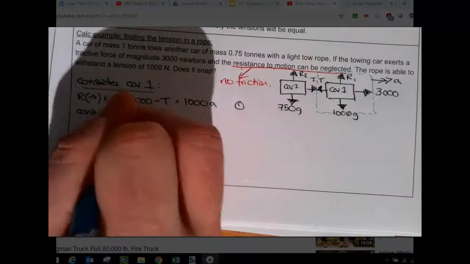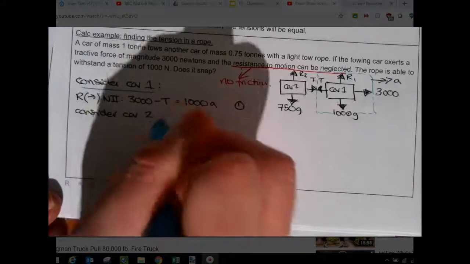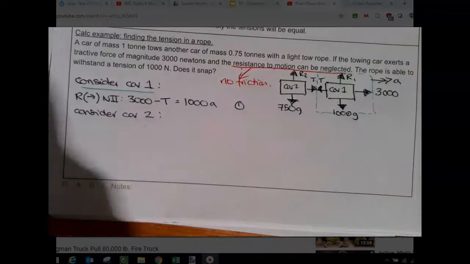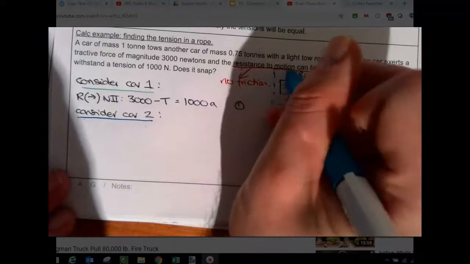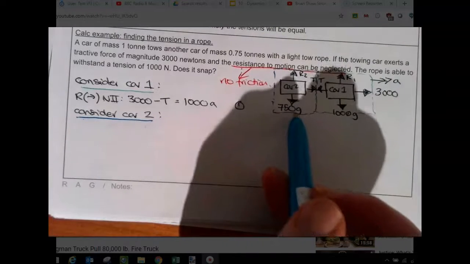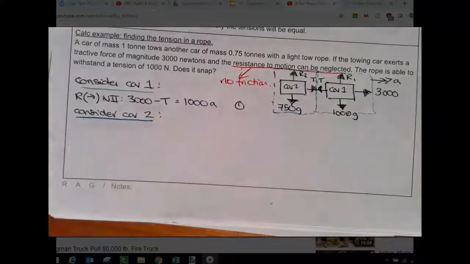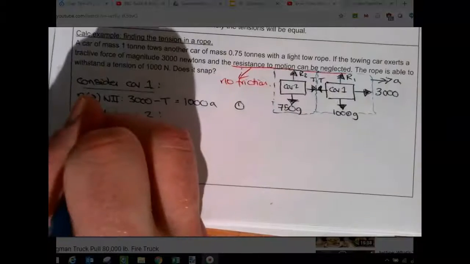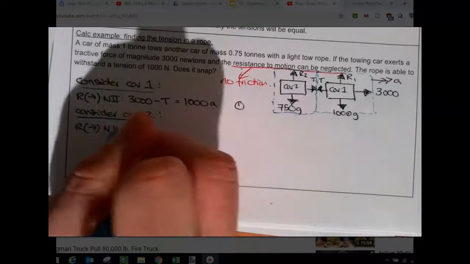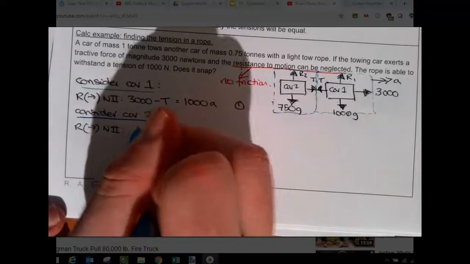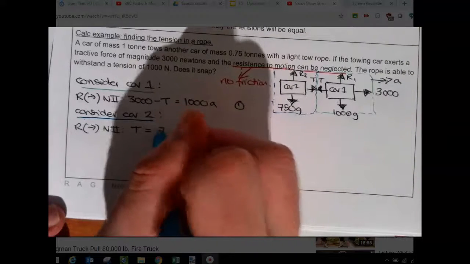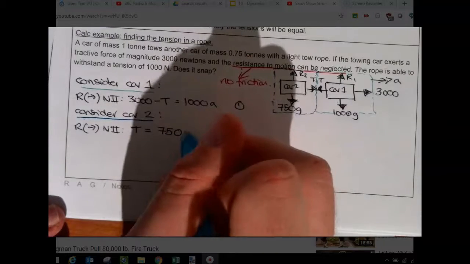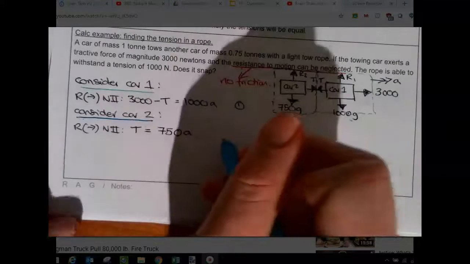Now what I'm going to do, some of you may see where this method is going to take us, is I'm going to consider car 2. Blue pen. Now I'm only looking at the forces that are acting on car 2, blue box only. And in the horizontal direction, if I resolve in the direction of motion, the only force is T, and that is acting in the direction of motion. Mass is 750, and the acceleration is still A.